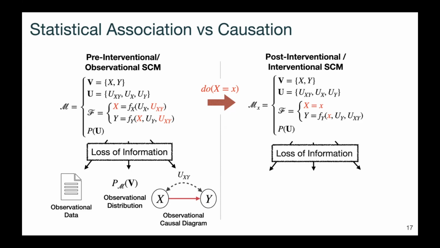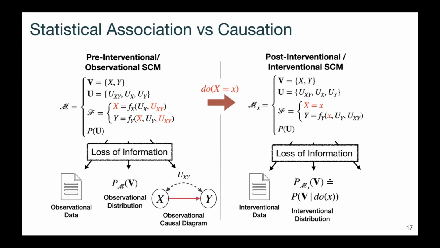We also have information that's lost once you have data, right? We have the interventional distribution, which also could be estimated from data. And you could also draw your causal diagram that, once you have this intervention, basically you have no edge pointing into X anymore because X is a constant. So all these confounding variables that were affecting X and Y at the same time are going to be just affecting Y, right?